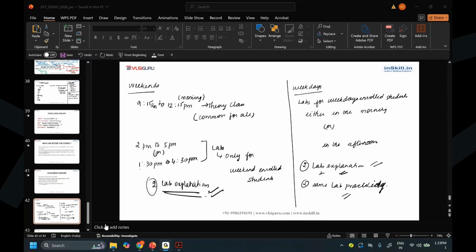If there are no further doubts, we can wind up today's session. If you have any doubts, you can contact the numbers which I have shared in the chat box, or the number which is there in the institute website, or you can post it in your individual group. There will be a group created with your VLSI Guru ID and your name. You can post it there.